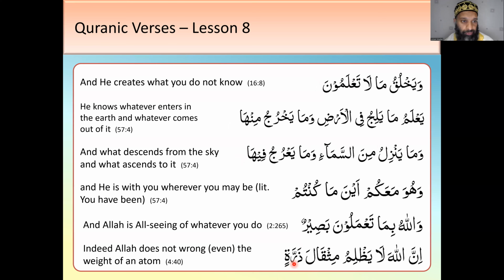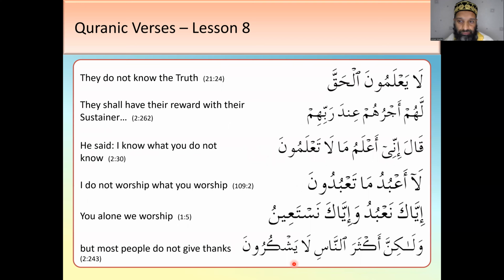That's the other font. Okay, next one. So la means not. Ya'lamuna. So what's ya'lamuna? We've done this today, yeah? Ya'lamuna. The ya means third person. Ain lam mim is ilm. So they all know. You all know would have been ta'lamuna. They all know is ya'lamuna, right? So la ya'lamuna, they all do not know. Al-haq. Al-haq is the truth.